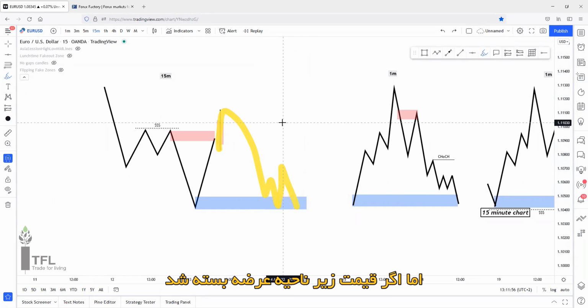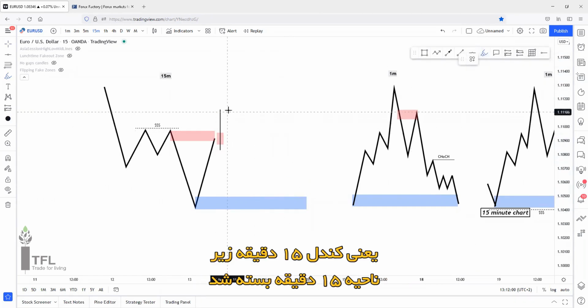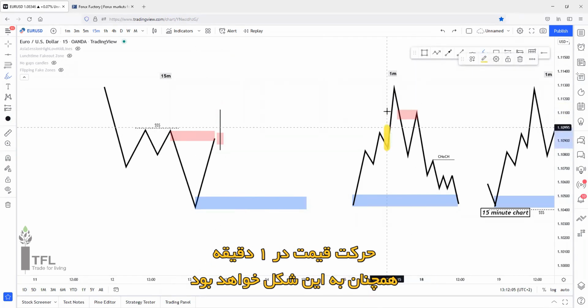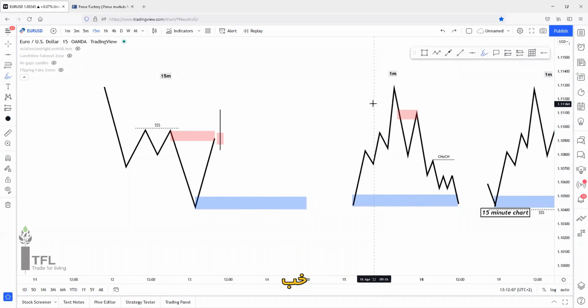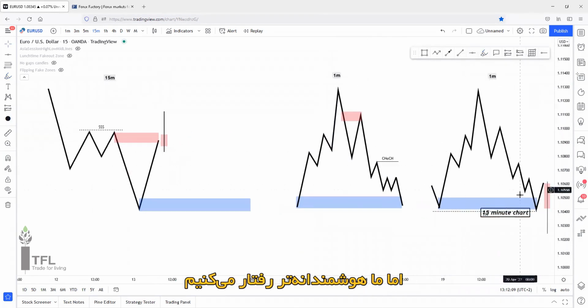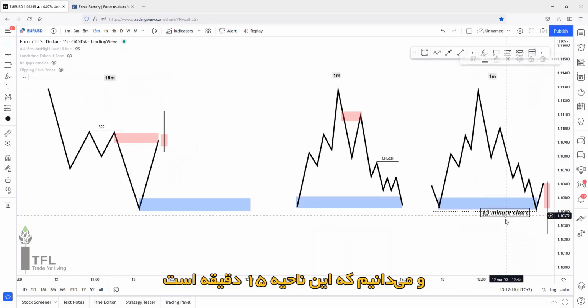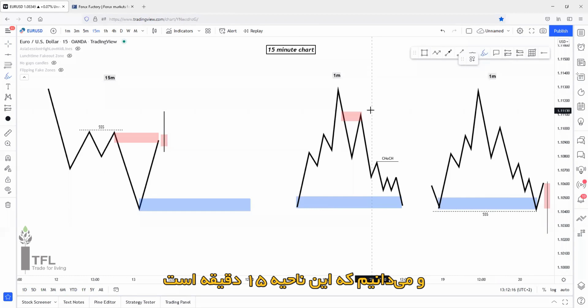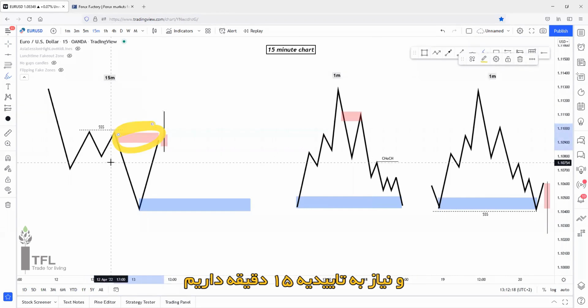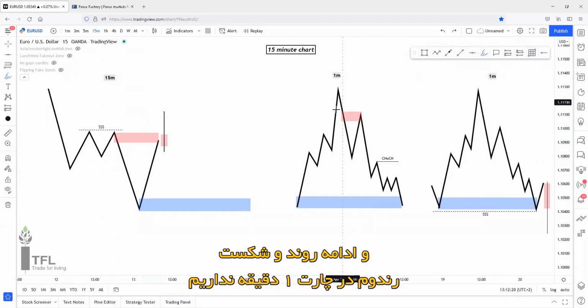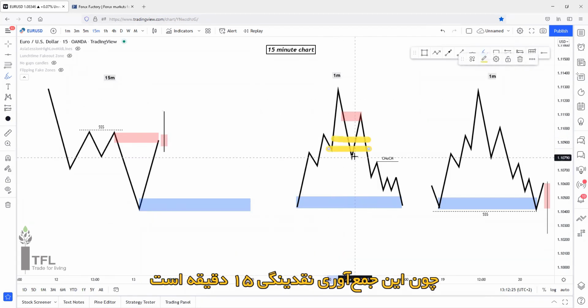But if price closes below this supply zone right here on the 15-minute chart with a 15-minute candle, the 1 minute movement will still look like this. Okay, but we are smarter than this, and we'll be able to notice that this is a 15-minute zone, so we need the 15-minute confirmation, and we won't act on a random 1 minute break and 1 minute demand continuation right here, because this was a 15-minute liquidity sweep, right?